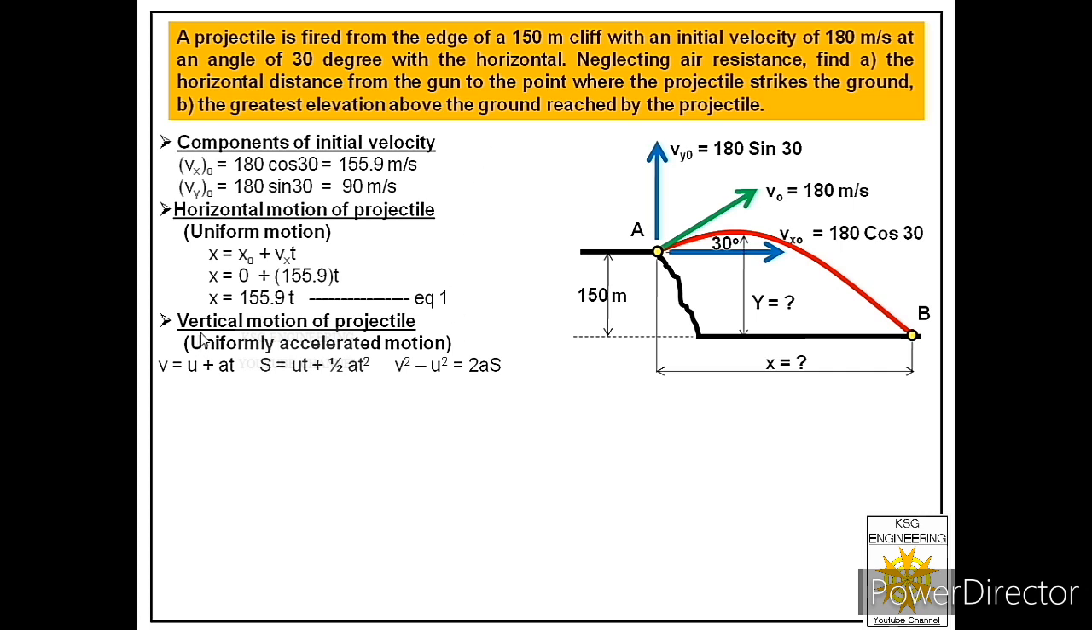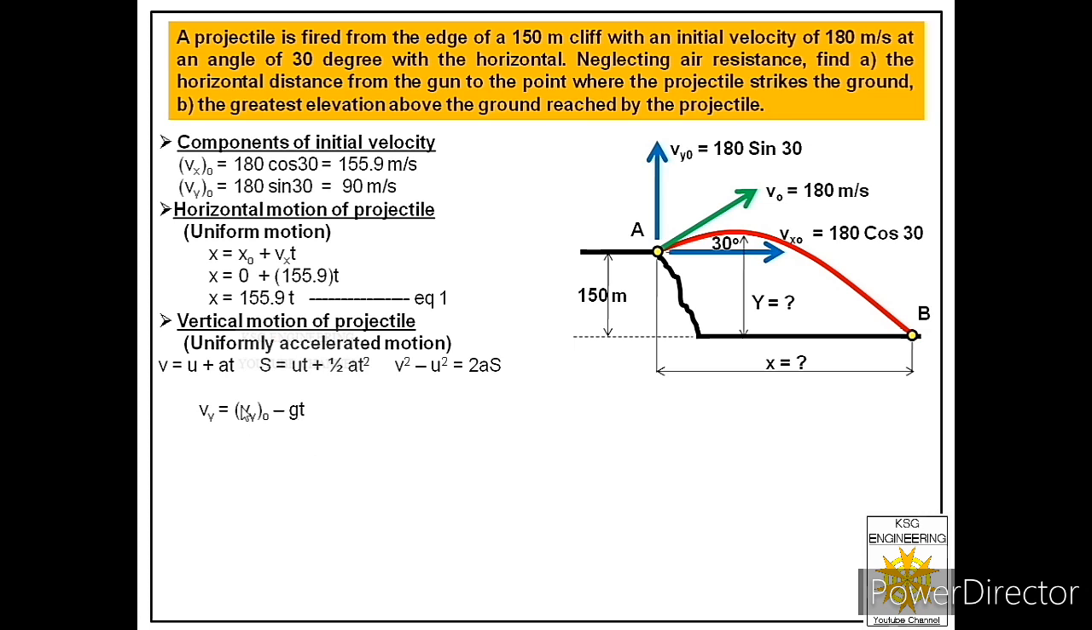As we are talking about vertical motion of the projectile, in this equation, v represents final velocity of the projectile in y direction. Let us call it as vy. U represents initial velocity of the projectile along y direction, that is vy naught. A represents acceleration due to gravity, that is g, and t is the time taken. So this equation we will reduce to vy equal to vy naught minus gt.